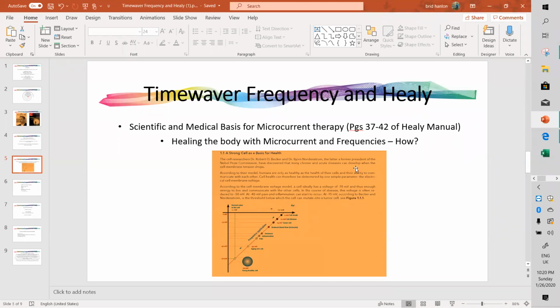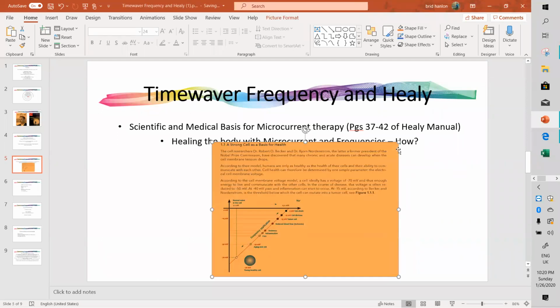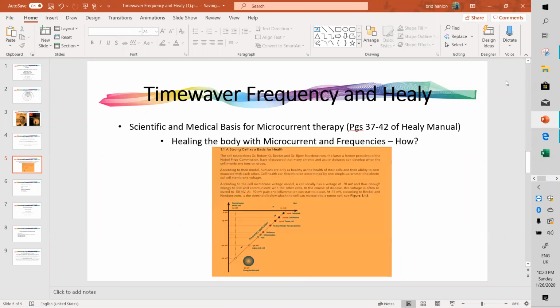So this diagram here, I will try to make it a little bit bigger. But you've seen this. This is in your Healy manual.